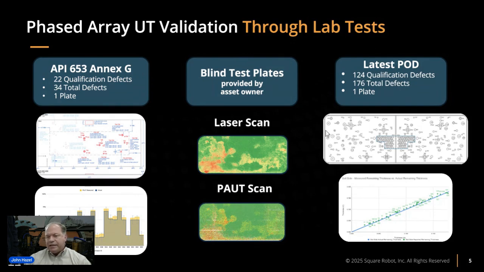This is our latest iteration of the test. So we have 176 total defects, but 124 of them are really part of the POD test, and 124 meet Annex G per API 653.